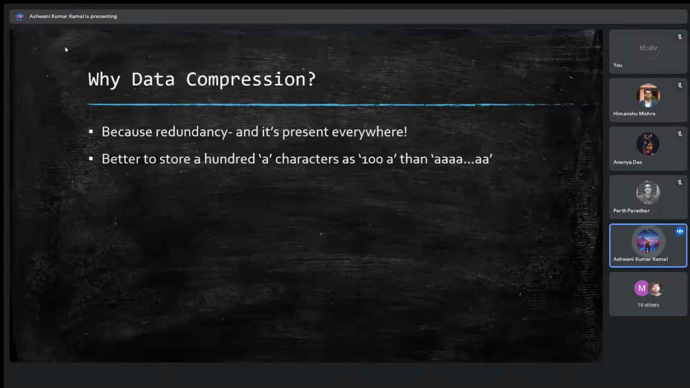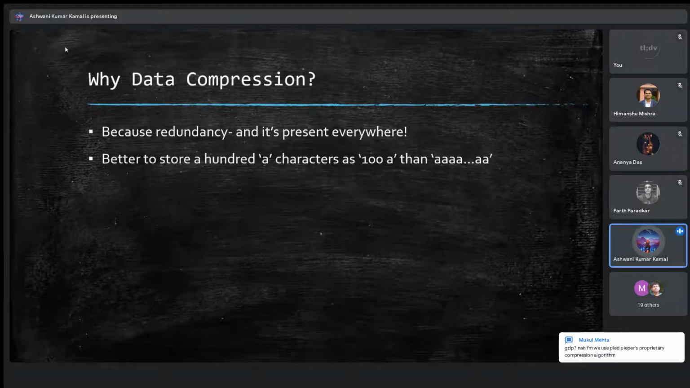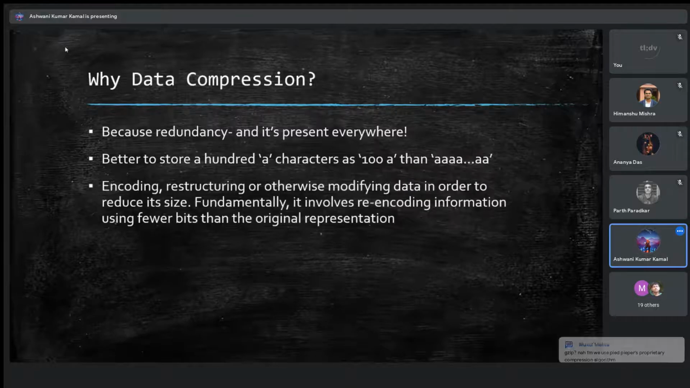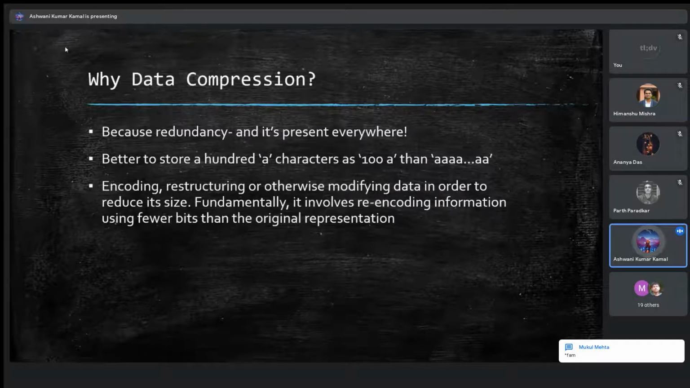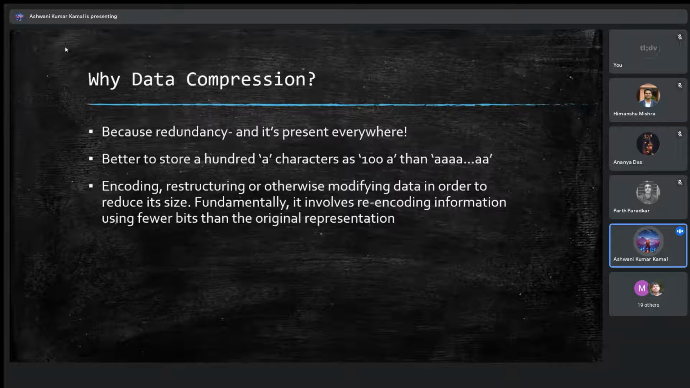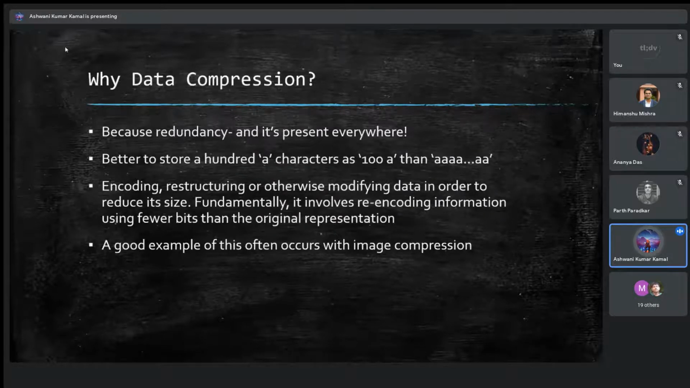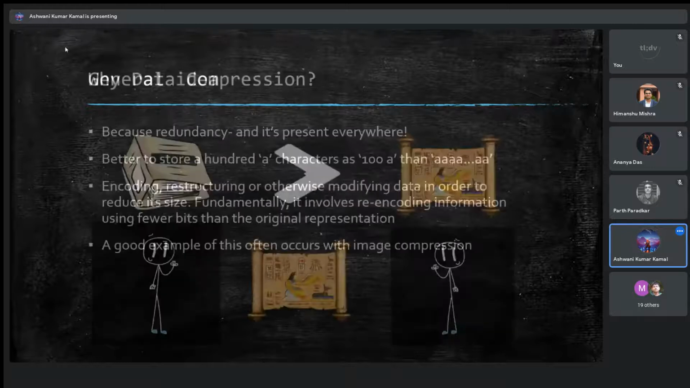So, it is also better to store 100 A characters as "100 A" rather than storing all the 100 A's one by one, that sort of thing. What data compression means is encoding, restructuring, or otherwise modifying data in order to reduce its size. So fundamentally, it's using some other notation or representation than the original form, so as to reduce size, or hope to reduce size, if there is redundancy present. A good example of this occurs often with image compression.